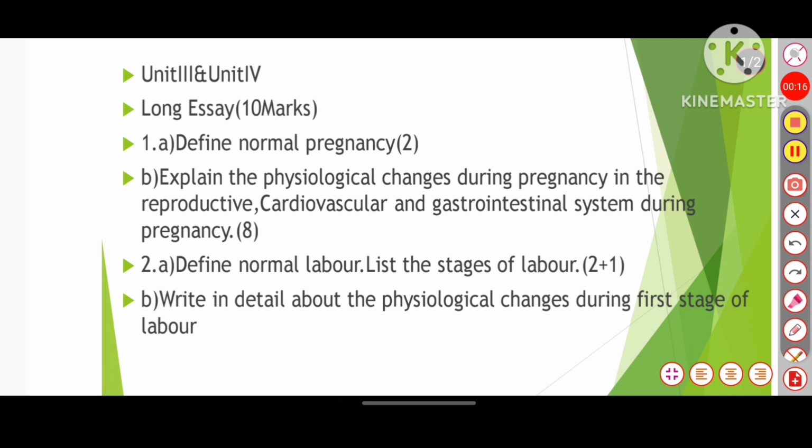The first question is: define normal pregnancy, and they've asked about the physiological changes that occur during pregnancy, system-wise, that is reproductive, cardiovascular, and gastrointestinal system during pregnancy. So we'll see the answers.